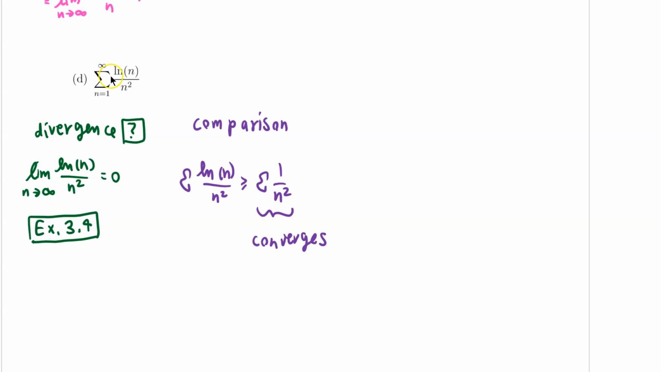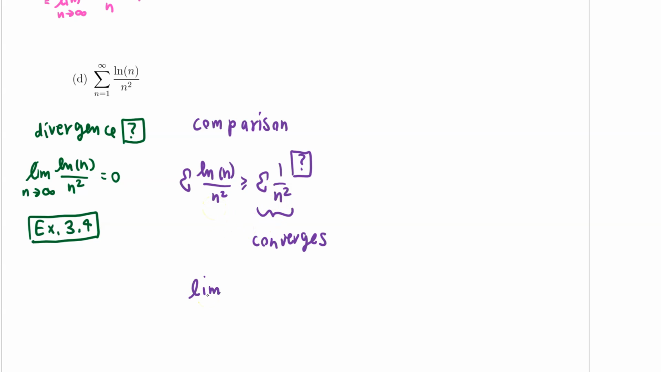But then that means I can't really conclude anything about the divergence or convergence status of this guy, because this is bigger than or equal to something that converges. So the series in the question may converge or diverge. So using this comparison, I can't tell if this guy is going to converge or diverge. If I use limit comparison, that's also going to give me the same outcome.